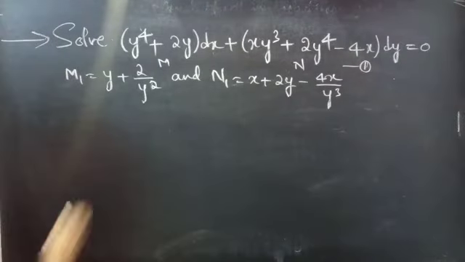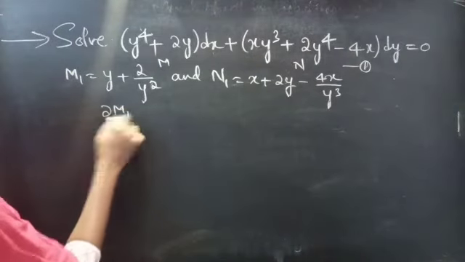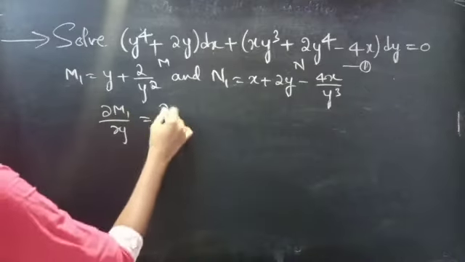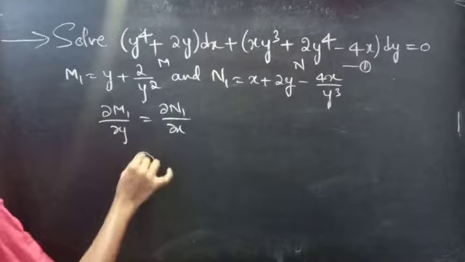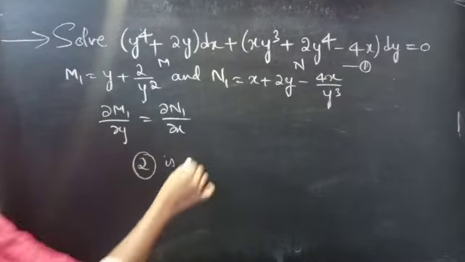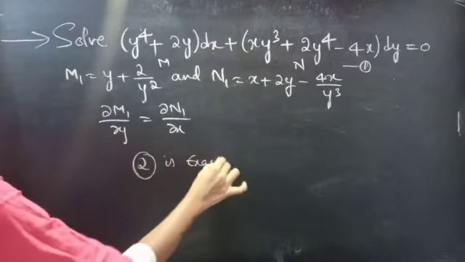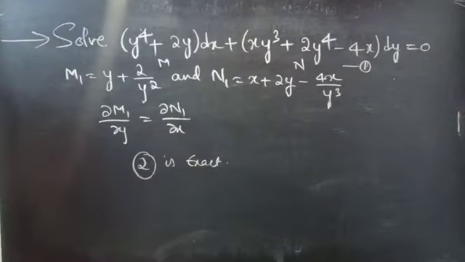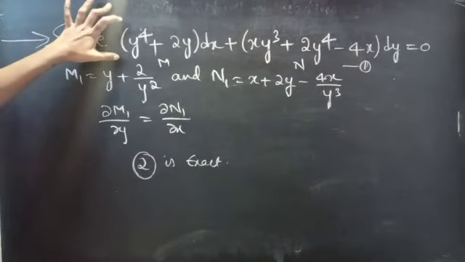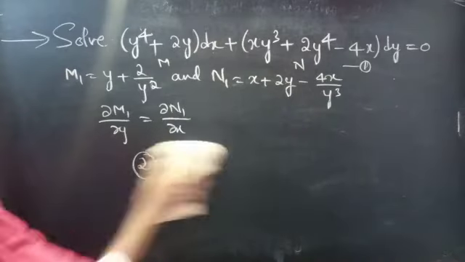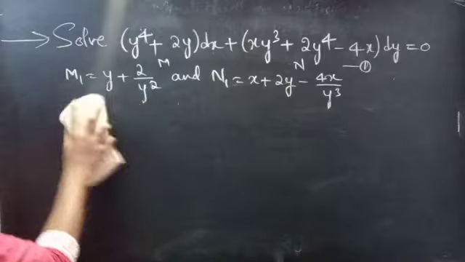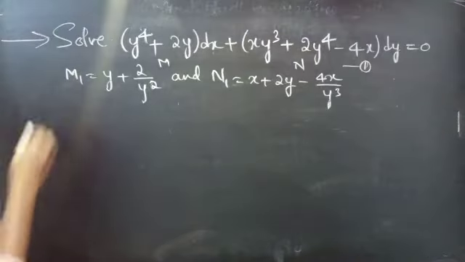If the partial derivative of M1 with respect to y is equal to the partial derivative of N1 with respect to x, then we can say that equation 2 is exact. That is, the equation obtained by multiplying the given equation with the integrating factor is exact. So now let's find the partial derivatives. Firstly, the partial derivative of M1 with respect to y.